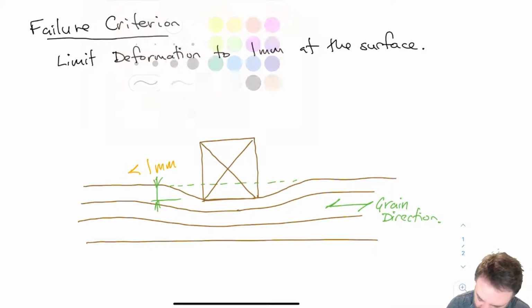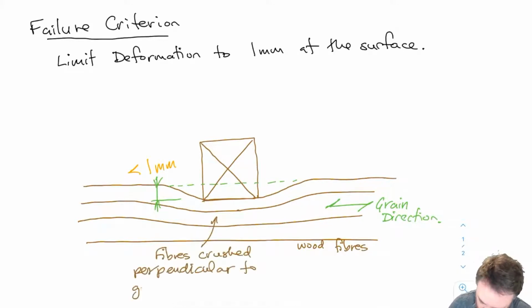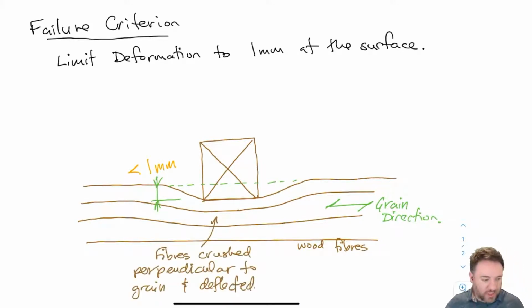So all of these things are the wood fibers, just shown kind of schematically, and these fibers are crushed perpendicular to grain. But on top of them being crushed at the surface, they're also kind of deflected. So if I'm just looking at what's happening to one of these fibers near the top, at the middle, it certainly gets smushed, like the straw gets crushed.